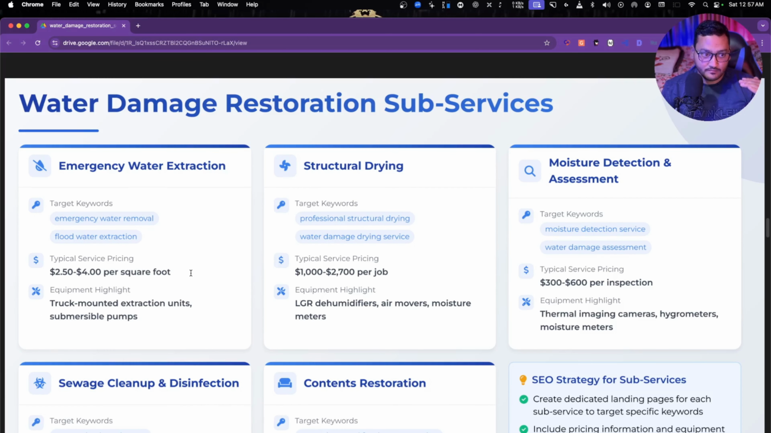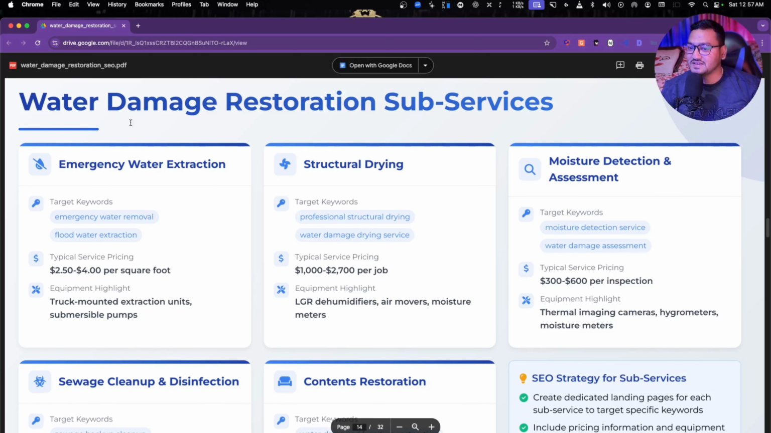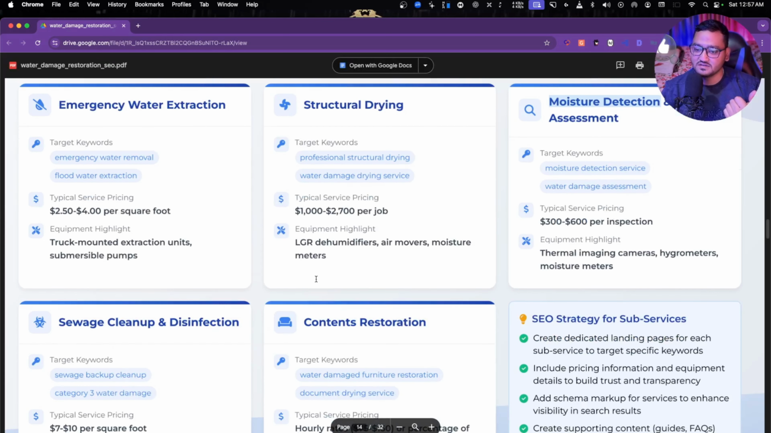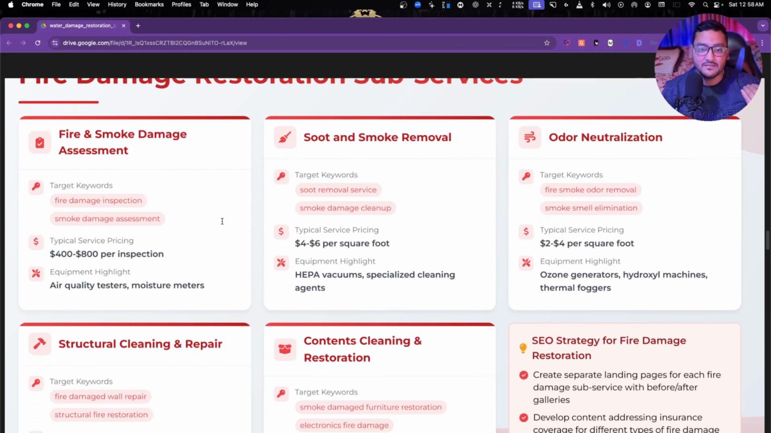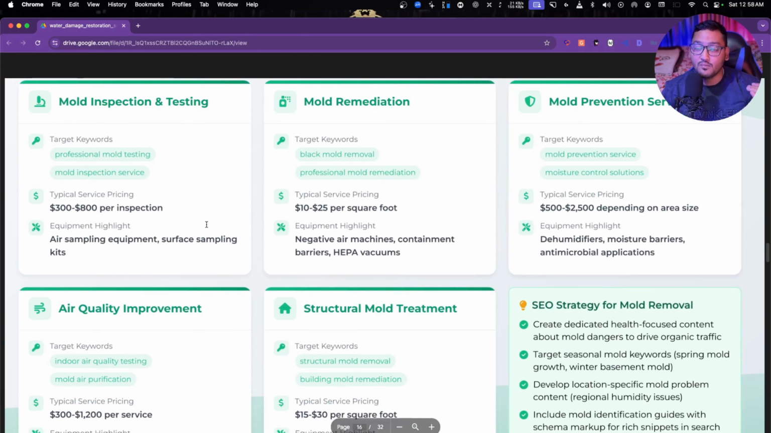I divided all the major services and tried to find all the sub-services related to them that people are not talking about. You should always consider all the sub-services which come under the main service. Let's say, right now we are seeing on the screen the sub-services of water damage restoration: emergency water extraction, structural drying, moisture detection, CVS cleanup, contents restoration. These 5 are the major sub-services of water damage restoration. You need to create content around all of these. If you look at fire damage restoration, these 5-6 services are the sub-services for fire damage, and these are the sub-services for mold removal service.